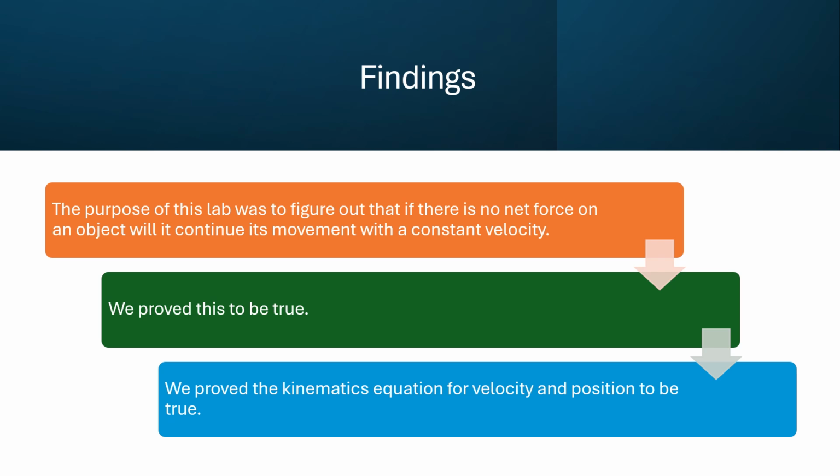The purpose of this lab was to figure out if an object had zero net force acting upon it, would its movement be at a constant velocity? We found this to be true, and by finding this to be true, we proved that the kinematics equations for velocity and position can also be true.